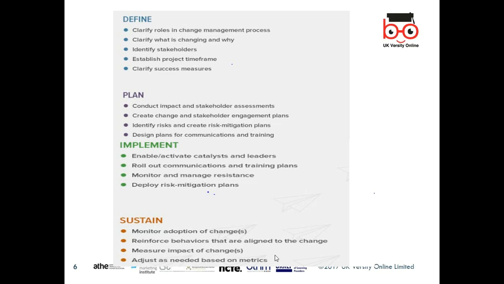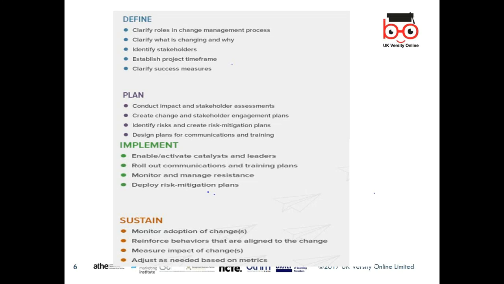Next, establish the project time frame. A change is a task, a project. Project means a task itself; any task can be called a project. So we need to look at how we can establish the time frame, for example within 12 months. Suppose we want a new IT system implemented in every department of the organization, from low level to upper level. Then clarify success measures: what measures will we define to measure success? Maybe we look at whether the operational cost is reduced or not.